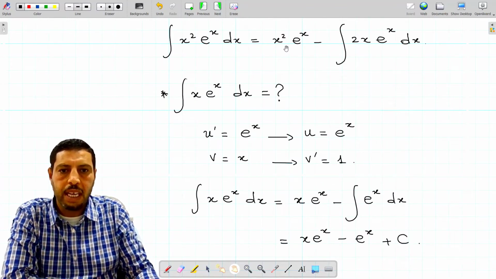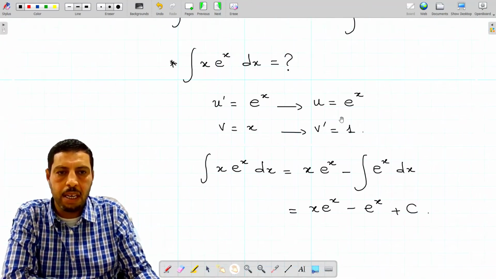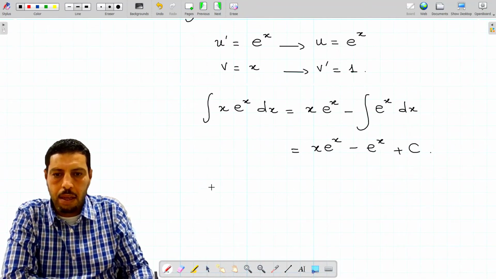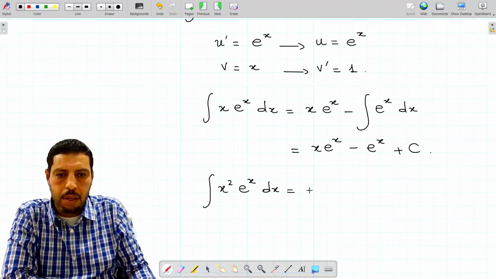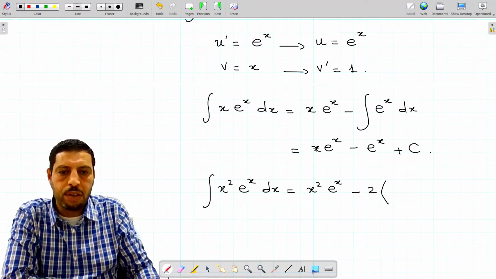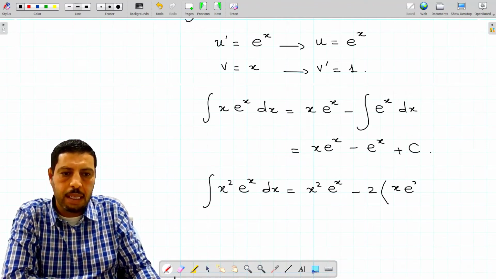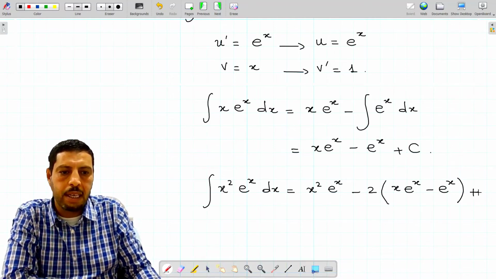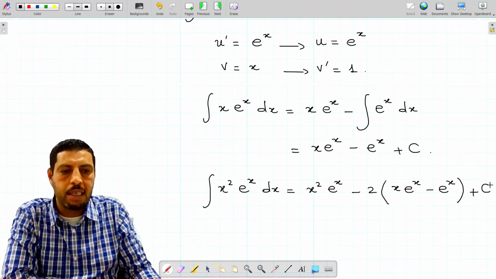Don't forget that we have x squared exponential x at the beginning, so the final result will be the integral of x squared exponential x dx is equal to x squared exponential x minus, don't forget the 2, and now you substitute your integral by the obtained expression here, which is x exponential x minus exponential x, and you can put the plus c outside of everything at the very end of your expression, since 2 times a constant is also a constant.